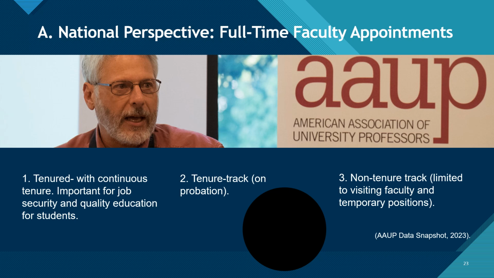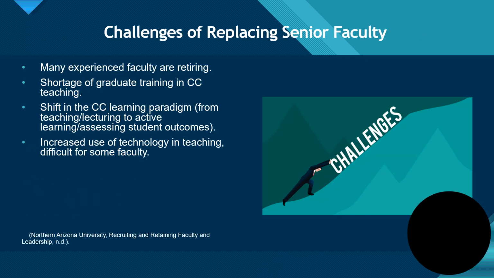Module 3, working in a community college. From a national perspective, when we're looking at full-time faculty, there's tenured, which allows for job security, but also for quality education for students. There's tenure track, which is on probation, on the way to tenure but not there, and non-tenure track, which is for visiting, temporary, and part-time positions. Challenges include replacing senior faculty, as many are retiring, a shortage in graduate training for community college teaching, and an increase in technology can be a drawback for some faculty.